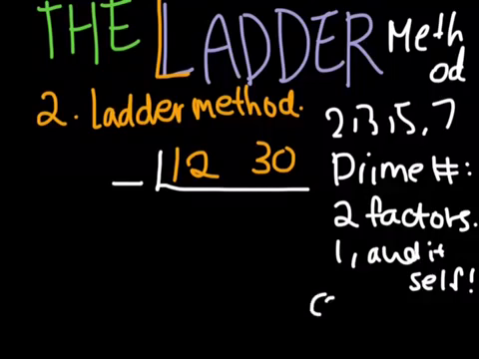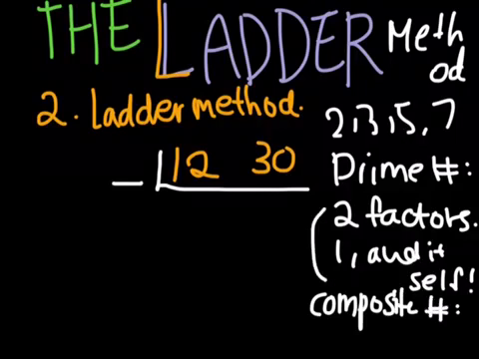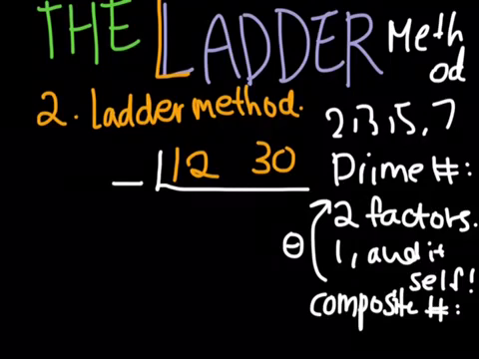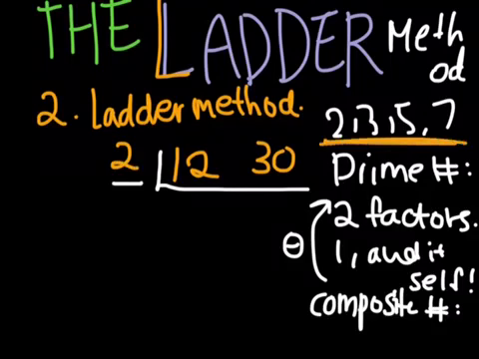And what is a composite number? It's all numbers except the ones that are prime. So there we go. Now what we're going to write here is 2. These are all prime numbers, and we're going to try from the least. So what is the least? It's 2. And it divides both of them.